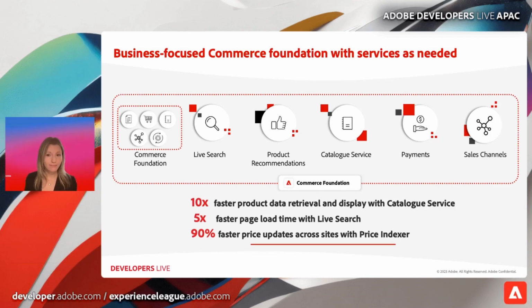So as we can see, we have a robust set of out-of-the-box commerce capabilities that are cloud native, included with your cloud license, as mentioned before. And adopting those, as you see, will lead to a lot of performance improvements: 10 times faster product data retrieval, 5 times faster page load times, and 90% faster price updates with the price indexer add-on to Catalog Service, as I discussed before.